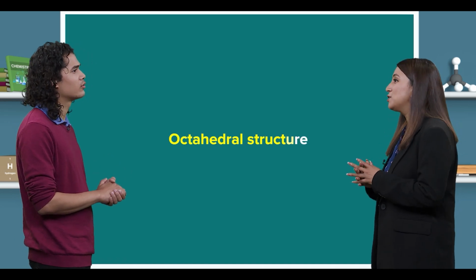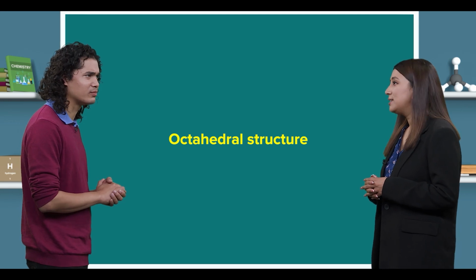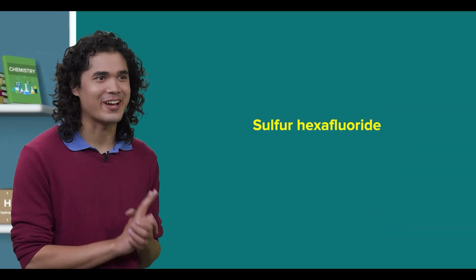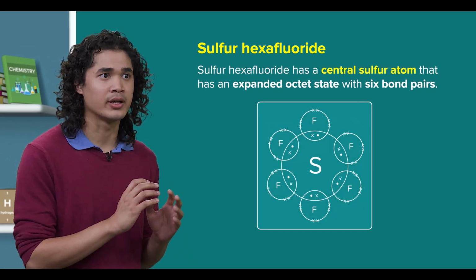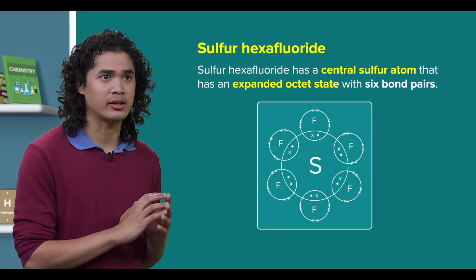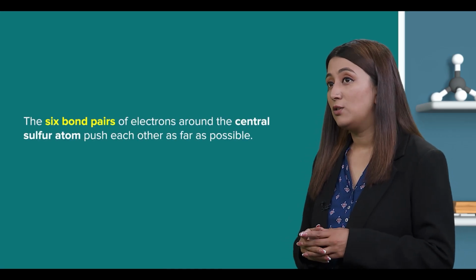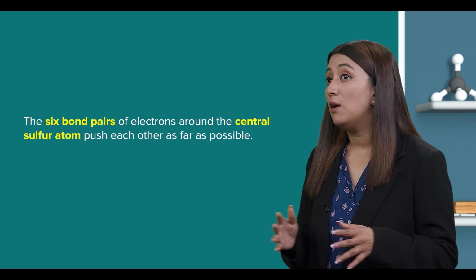Yes, of course. Next up is the octahedral structure. What does it look like? You should have seen it before. Are you familiar with sulfur hexafluoride? Yeah. Sulfur hexafluoride has a central sulfur atom that has an expanded octet state with 6 bond pairs. Correct. The 6 bond pairs of electrons around the central sulfur atom push each other as far as possible.